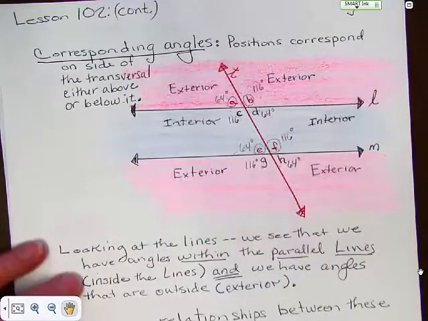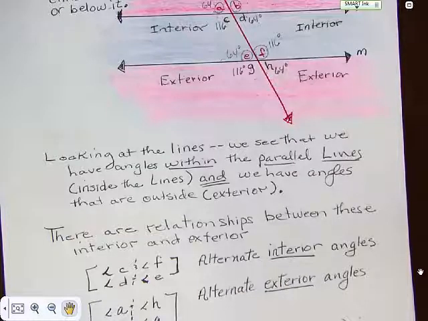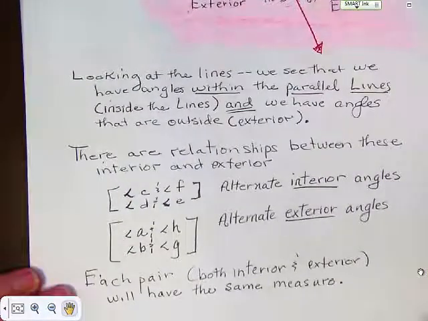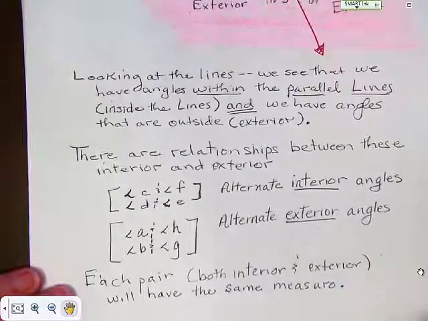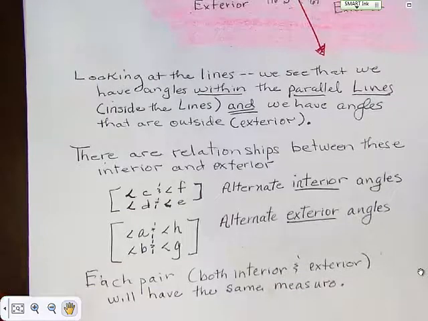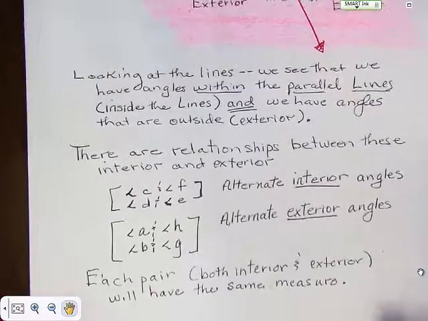Very, very important. Will you please write the sets of alternate interior down in your notes and the alternate exterior? Each pair will have the same measure, and I already showed you that. So C and F will have the same, D and E will have the same, A and H will have the same, and B and G will have the same. Their locations tell you that their angles will have the same measure.